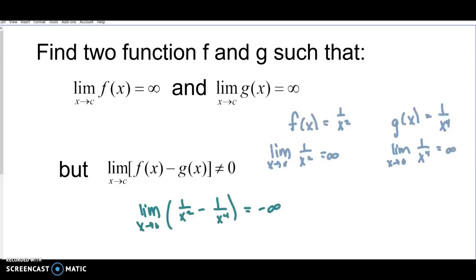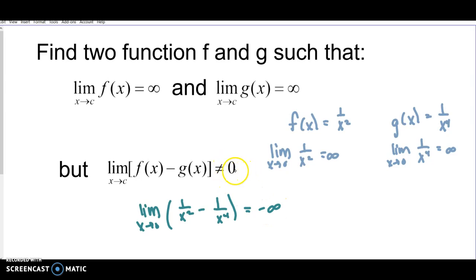Said there are many correct answers here. So here's just one example of a correct answer that I chose. So I said let f of x be 1 over x squared and let g of x be 1 over x to the fourth. Both of these have a limit as x approaches 0 that goes towards infinity. There's a vertical asymptote at 0. But when you subtract them, their limit as x approaches 0 actually is negative infinity, not 0.